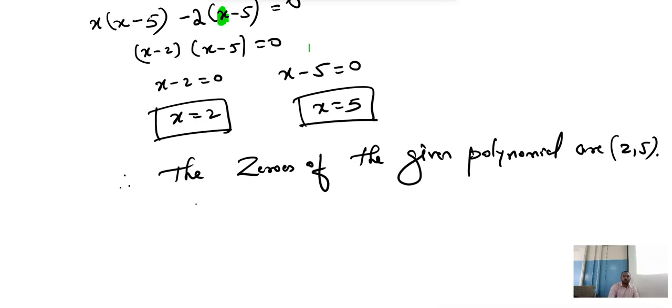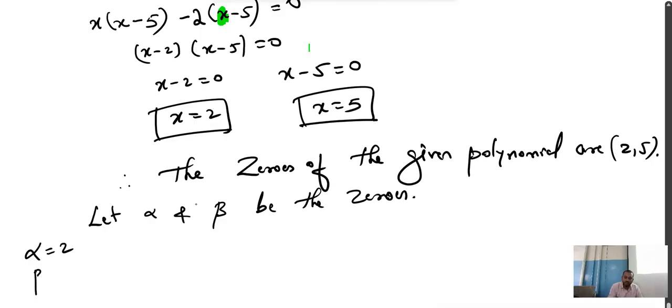Now, let me assume, because we have to do verification. If they ask you only to find the quadratic polynomial, meaning find the zeros, stop here. If they ask for verification, then you should do this step. Let alpha and beta be the zeros. What is alpha? Plus 2. What is beta? Plus 5.